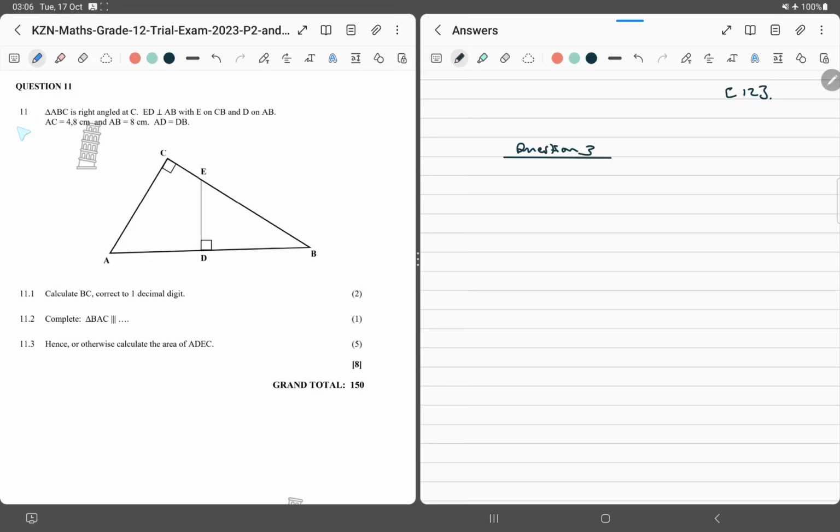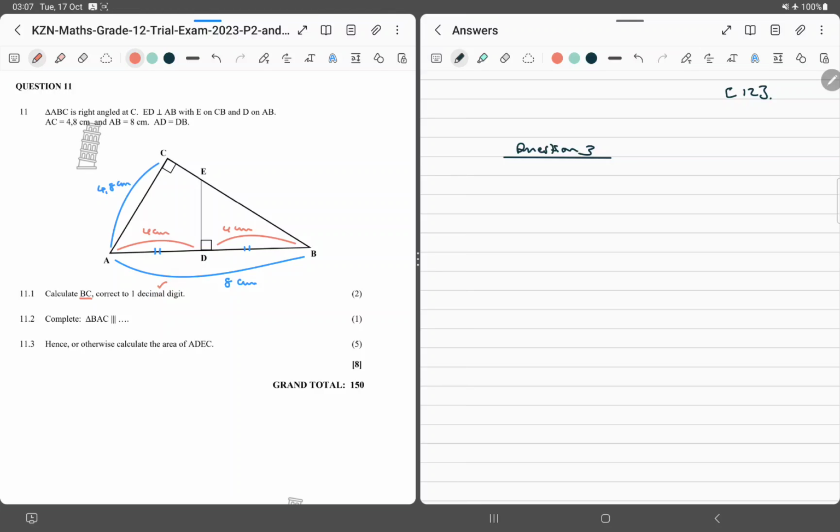Okay, now 11 says triangle ABC is a right angled triangle. We can see, and then ED is perpendicular to AB with E on CB and D on AB. Yeah, we can see all of that. Now AC is 4,8 centimeters, and then AB is basically 8 centimeters. And then we are told here that AD is equal to DB. Not a problem. So if that is the case, this is 8 divided by 2. So this means this is going to be 4 centimeters. And that is also going to be 4 centimeters. So a bit of logic there. You apply quickly. Then it says calculate BC.